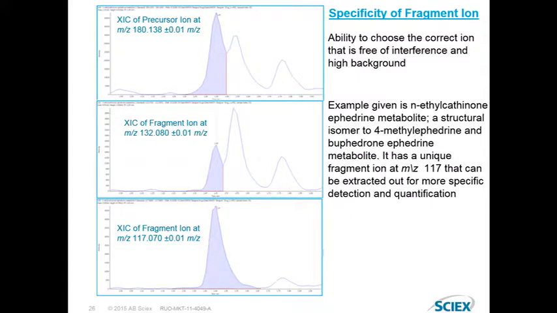The choice of a relevant fragment will make it possible to minimize the interferences and the level of background noise that can be observed in MS, which will make the quantification more efficient. In the example shown here, 3 isomeric compounds have been detected in MS, and only the compound whose fragment 117 is unique will allow a very specific detection and quantification by MS-MS.